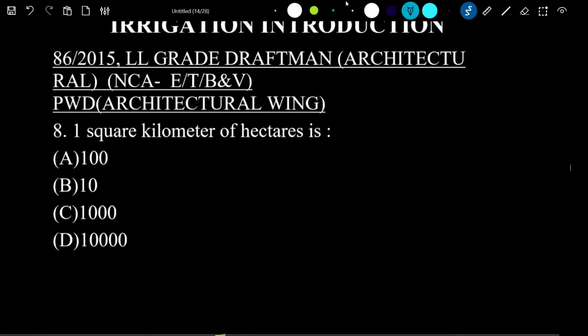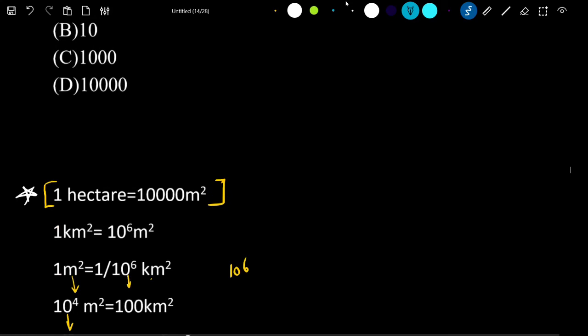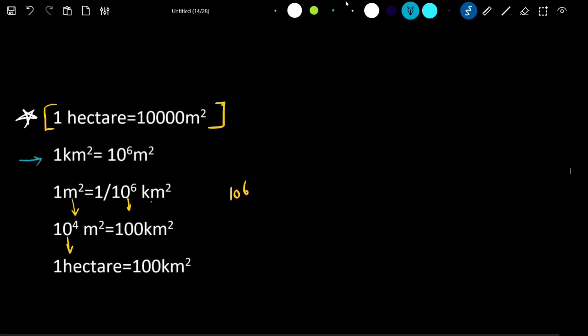So we'll move on to the next question. Question is, 1 square kilometer is how many hectares? So we know that 1 hectare is given by 10 raised to 4 meter square, and then we know that 1 kilometer square is 10 raised to 6 meter square. And from here we can write that 1 meter square is equal to 1 by 10 raised to 6th of a kilometer square, right?